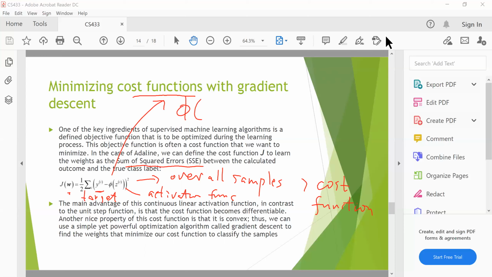Because phi, this function, is regarding z, but z is what? Z is the multiplication of w and the x vector. So this is regarding w, and x is known in math, and w is unknown, and we try to minimize this error. How do we do it?